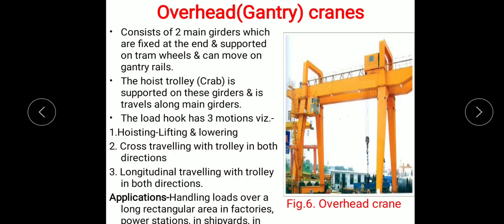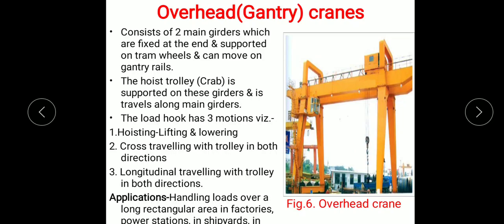So the hoist trolley, which is called a crab, is supported on this girder and travels along the main girder. Here this crab moves in this direction and in this direction also, for taking the load from one position to another position. Basically the load hook has three motions. So this hook performs three motions.